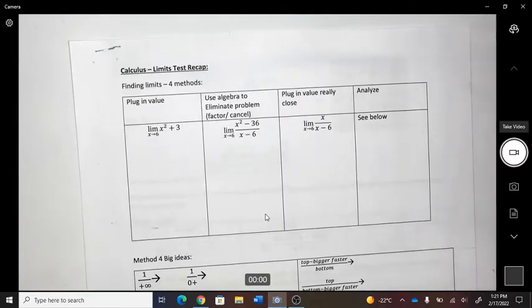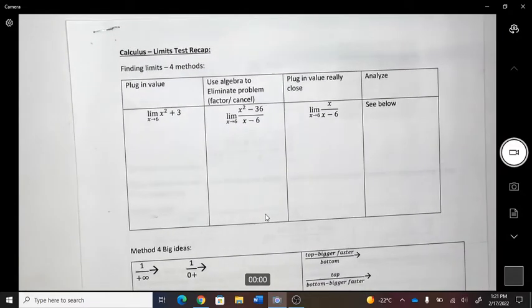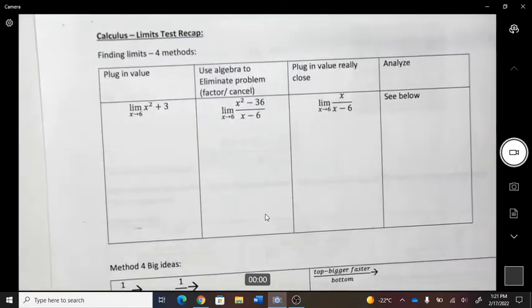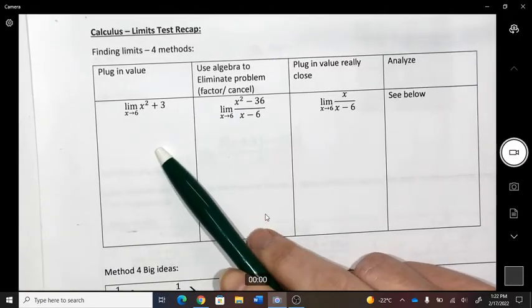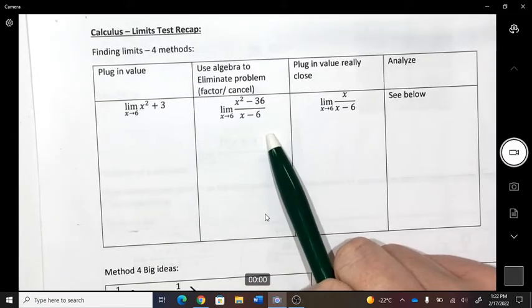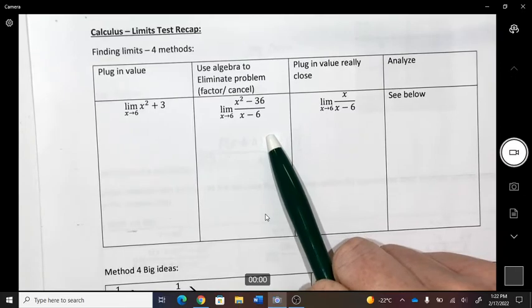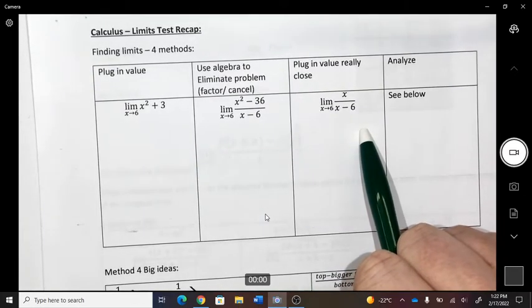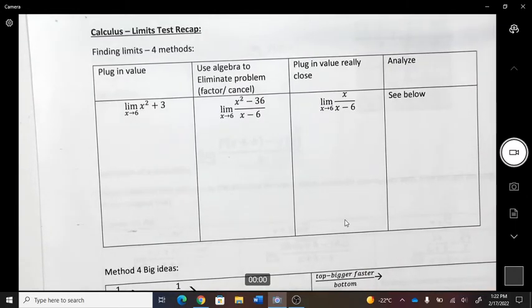Okay, so finding limits. This is the biggest section on your test. So we talked about 4 methods. You could plug in if it works. You could eliminate the problem, and that's usually a factor cancel. You could plug in close values, or you could just analyze with infinite stuff.